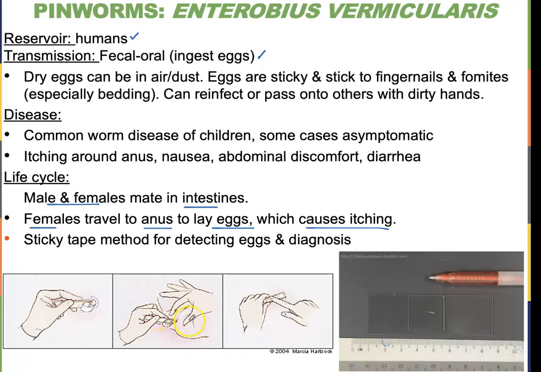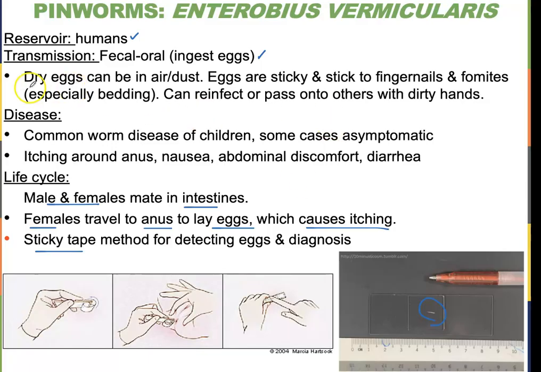And because of this behavior, one of the things they do is this sticky tape method for detecting the eggs, which is they take just a cellophane tape and they push the tape against the anus area, the perianal region, and then they look at it under a slide. This is a pinworm, so you can see how tiny they are, and they're basically looking for those eggs around your anus.